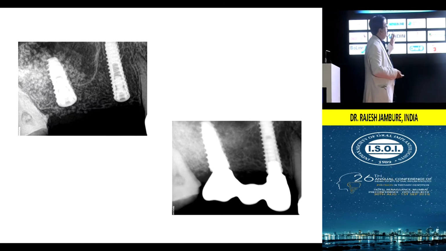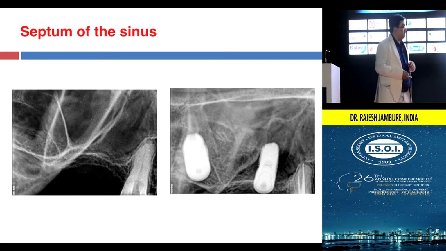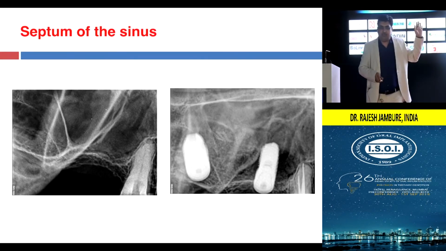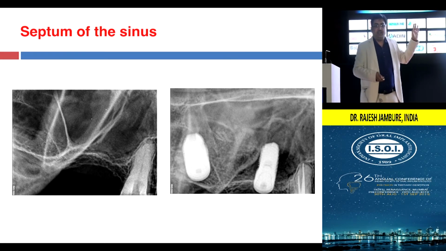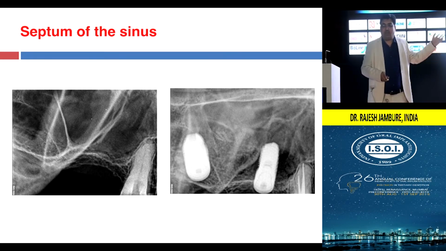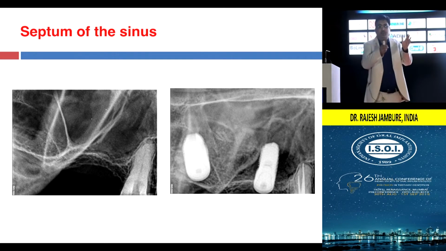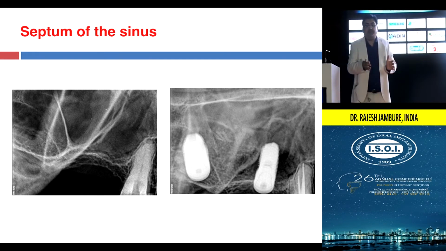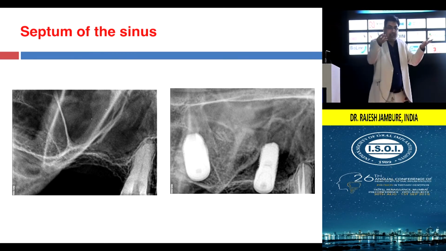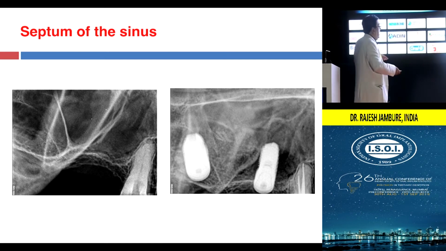So this is the final prosthesis which is given in that place. Now see this kind of septa. These cases are difficult for either a crestal approach or a lateral approach. If you have two different compartments, I prefer to go for a crestal approach and do it separately, and this can be followed.